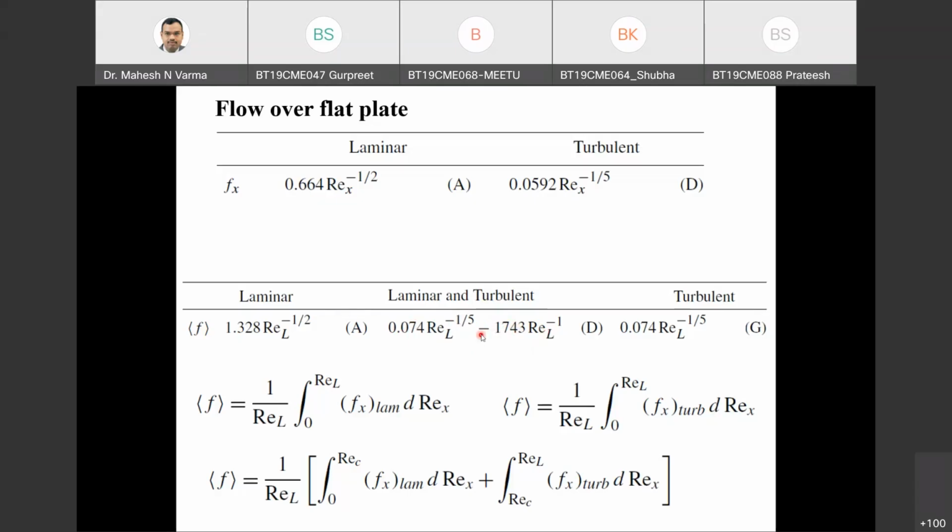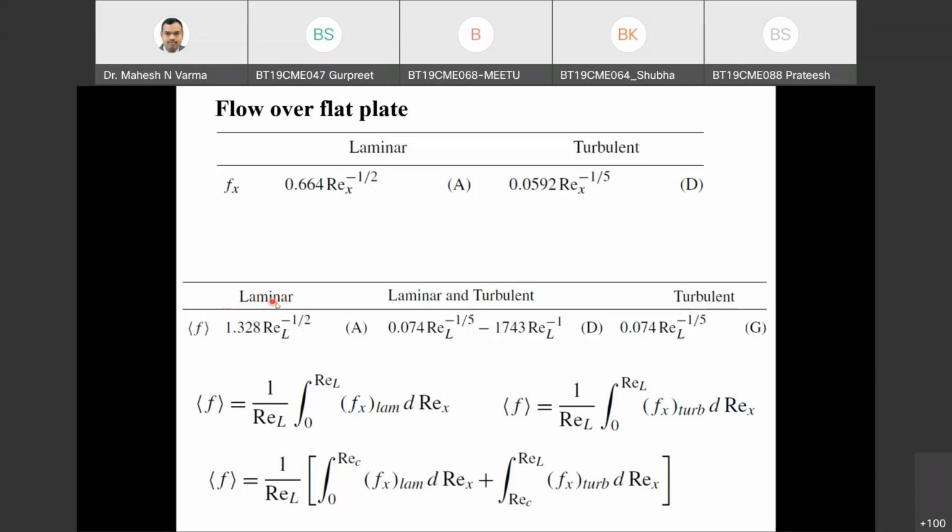Yes, sir. The first term is 0.073 I'm getting. And the next term is 1740. Very good. Excellent. And this is 0.004 REL raised to minus half. This is the average value of friction factor, not the local value of friction factor. Average over a plate. This will be a local value of friction factor in the laminar region. This is the local value of friction factor in turbulent, and this is the average.